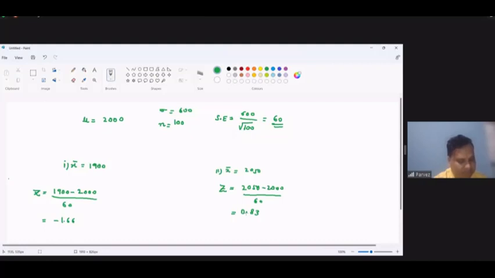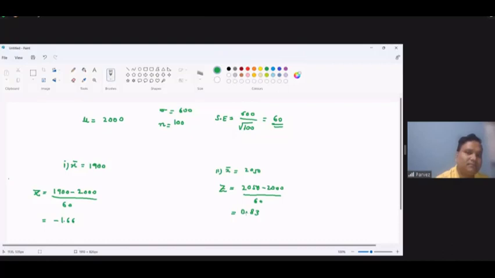Can you explain this again? X bar, I said, for whatever value they asked to find the probability, that is X bar. In the whole question, wherever the word mu or average, that means average or mean, that is your mu.